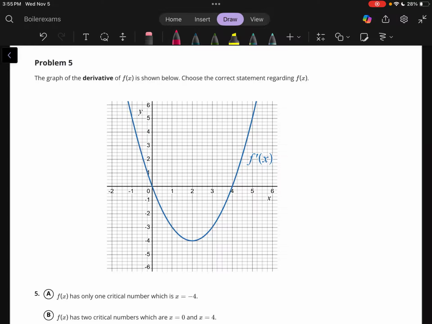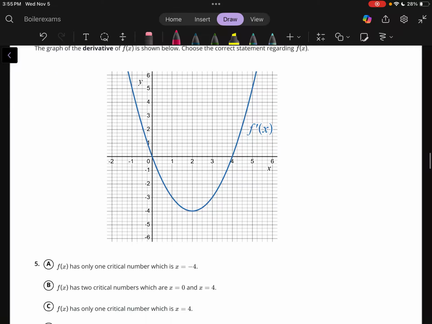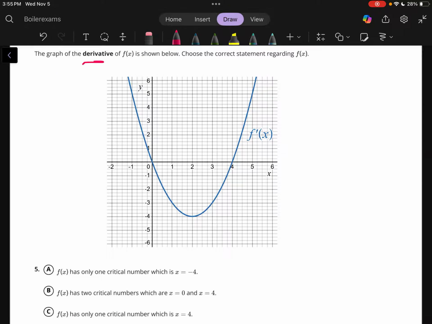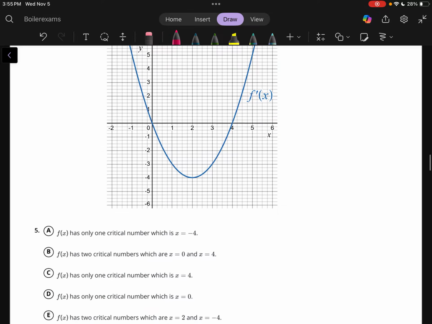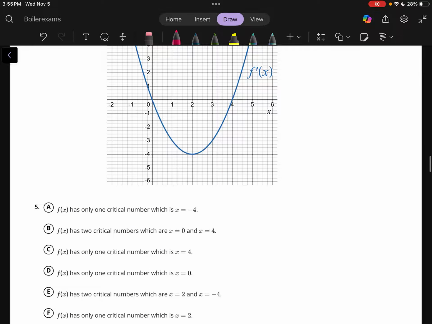Question 5 says the graph of the derivative of f of x is shown below. Choose the correct statement regarding f of x. Notice they bold derivative of f of x. All of the statements are stating what the critical numbers of f of x are.